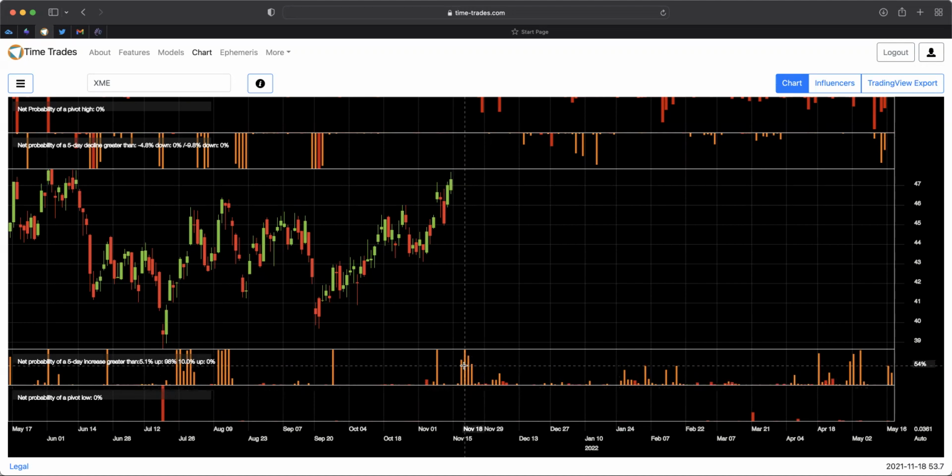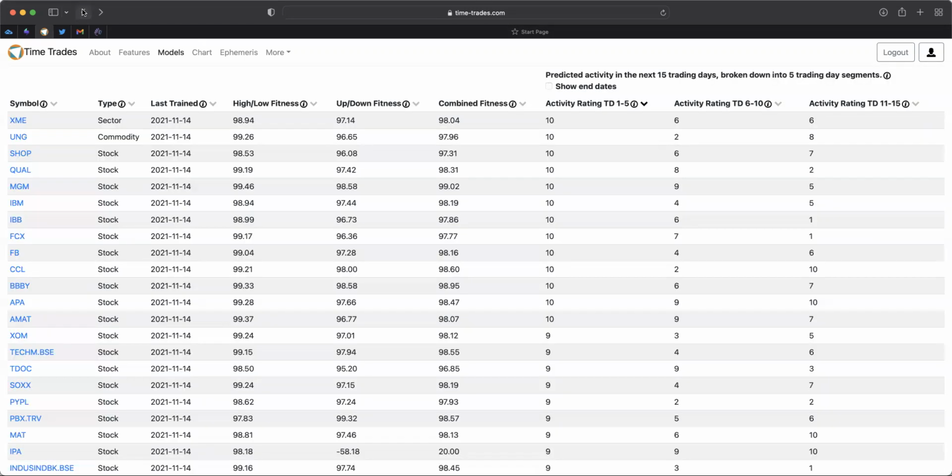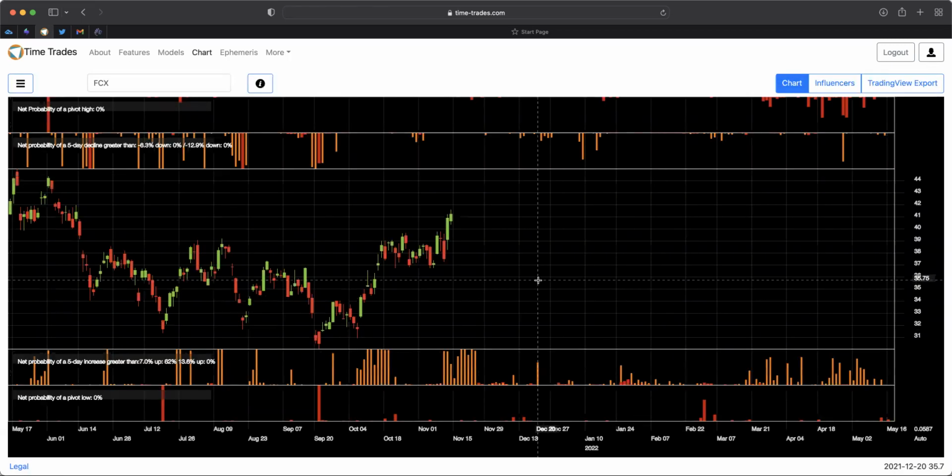And what I like to see is this in combination with a pivot high up here on November 26th. So this is very bullish for the mining and metal sector overall. So if we go back to the models page and do a quick scan down, we can see a miner here, Freeport-McMoRan or FCX. Let's see if that is also confirming. And it is. We've got a very big sequence of forecast up days here.